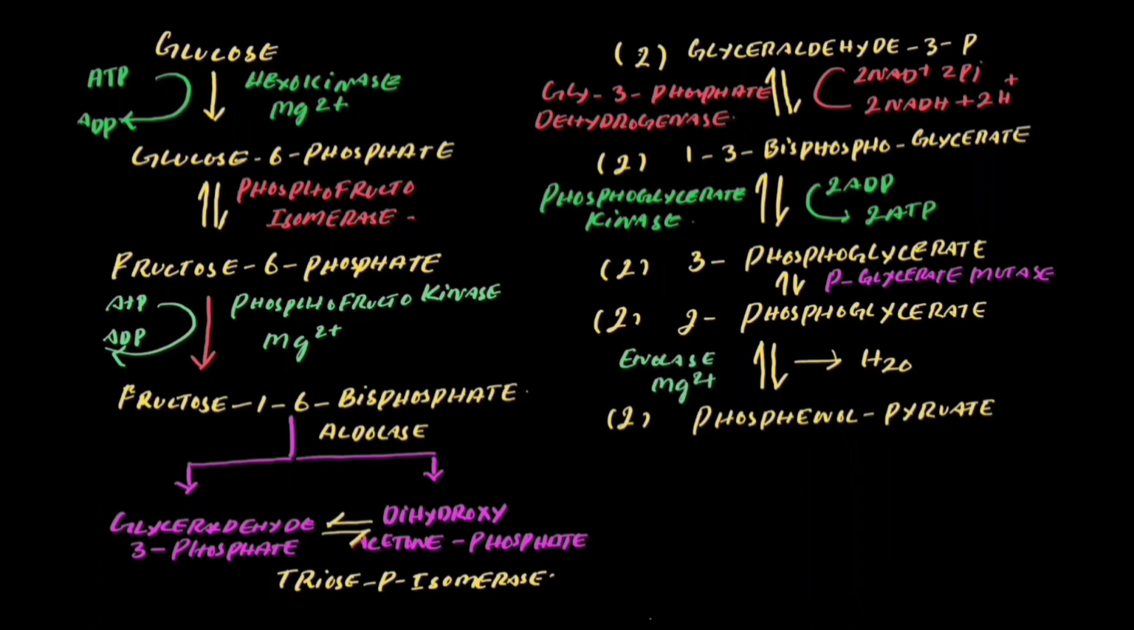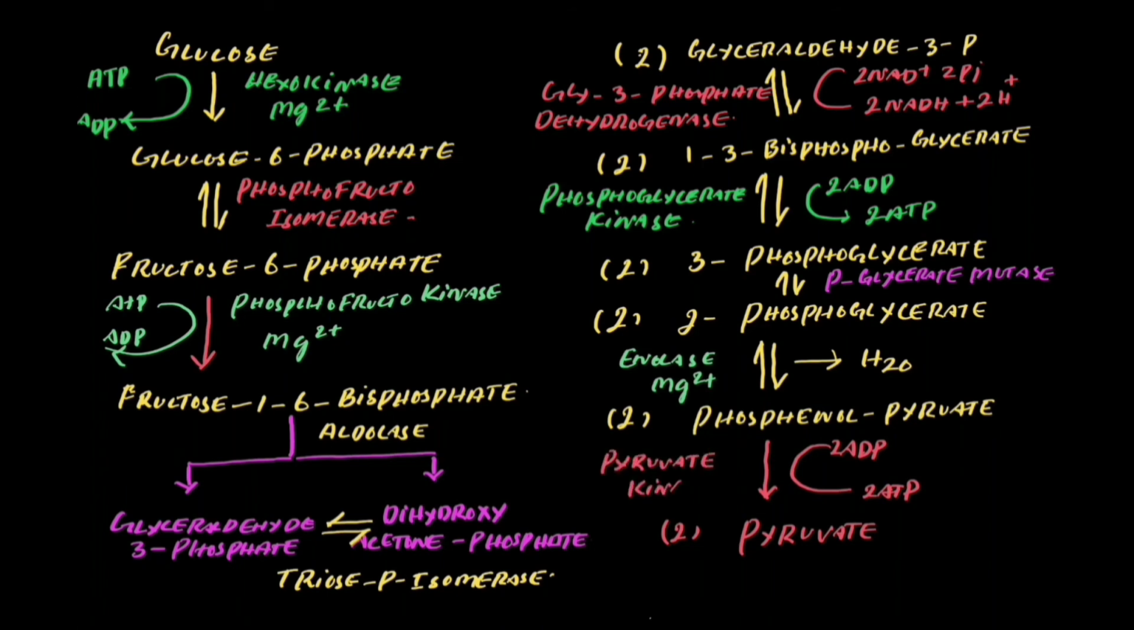In the last step of the glycolysis, the phosphoenolpyruvate gets converted into the pyruvate. Pyruvate kinase is the enzyme involved in the last step of glycolysis. It catalyzes the transfer of phosphate group from phosphoenolpyruvate to adenosine diphosphate to form ATP. Thus, two molecules of pyruvate are obtained from the phosphoenolpyruvate.